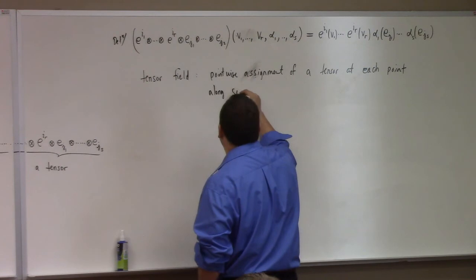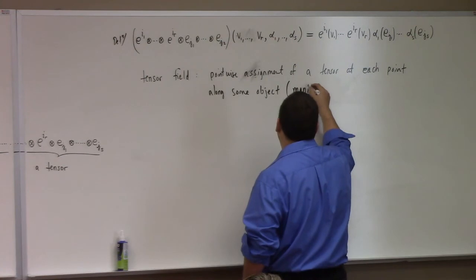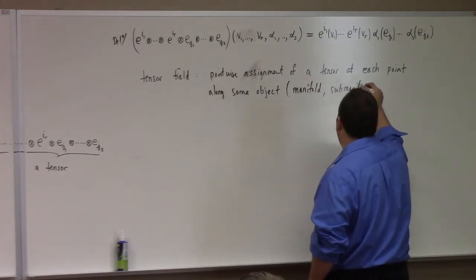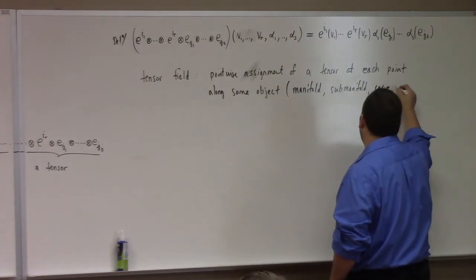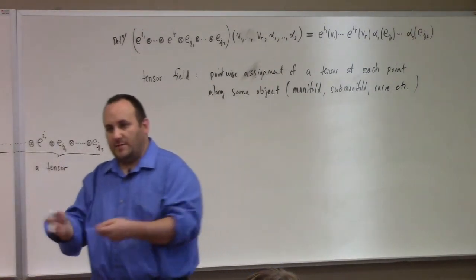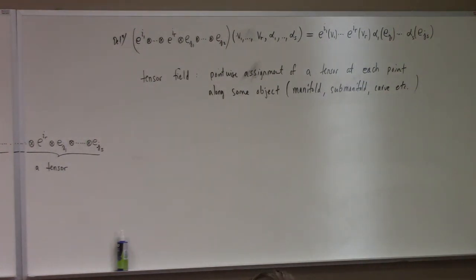Each point along some object, and by object, I mean it could be a manifold. It could be a submanifold. It could be a curve, etc. Just like we can talk about a vector field over the whole space, or a vector field along a curve, or along a plane, all of these options are also available for tensors. You can think about attaching a tensor to each point in your space, and this is a tensor field. You can also meaningfully say that that's a section of a tensor bundle.